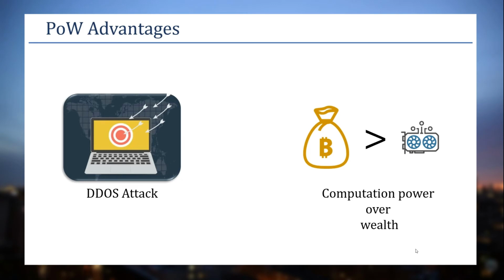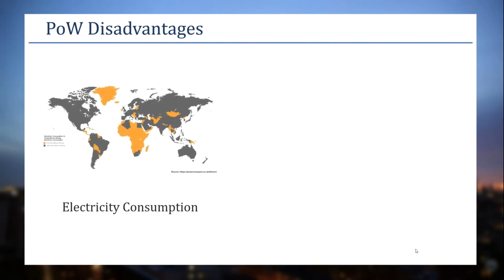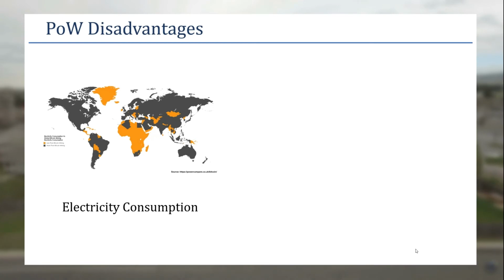As it has advantages, it has disadvantages as well. One of the major disadvantages is consuming so much electricity. In the map that we marked in yellow and orange, those are the countries that consume less electricity than the Bitcoin mining itself.